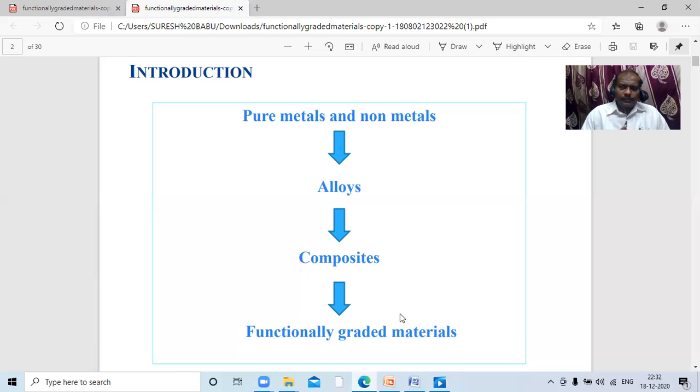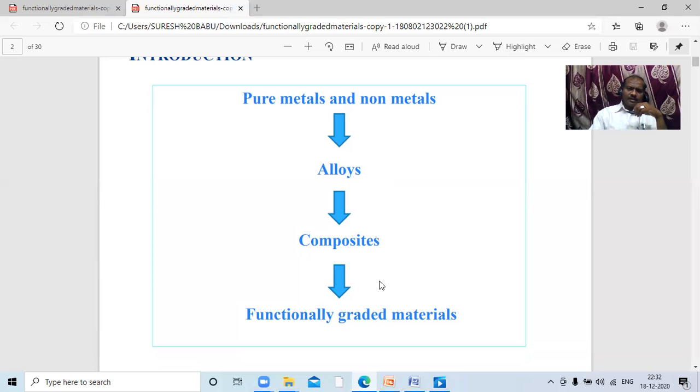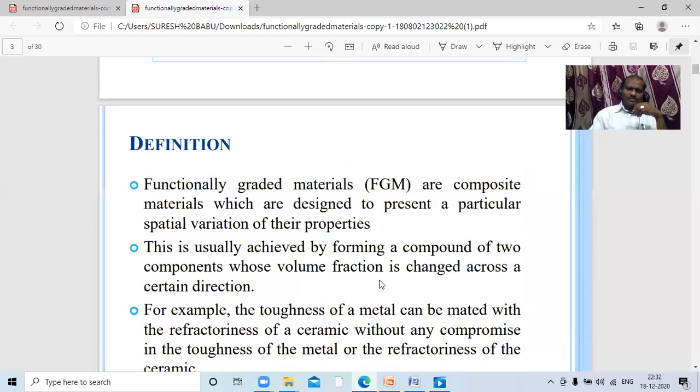So before going to the next slide, you can conclude what the differences between a pure metal and a non-metal are. But this time you should understand that one. And already I have given the definition of an alloy and the definition of a composite. Now it is our turn to learn about functionally graded materials. Let us have a definition of this one.